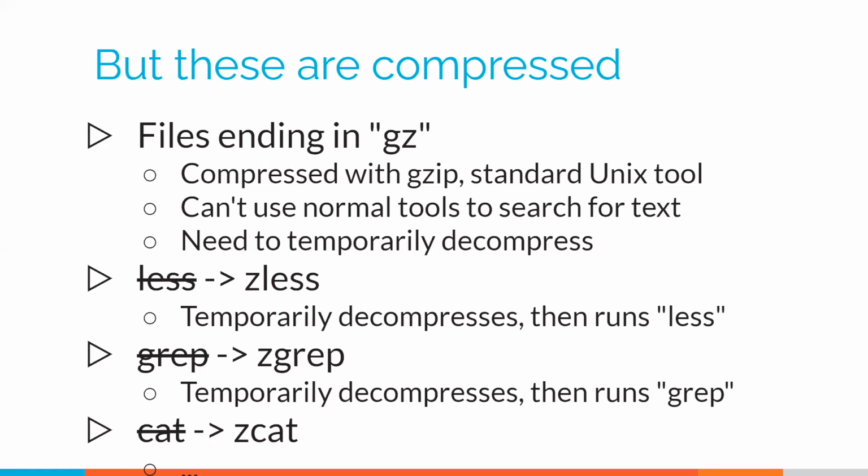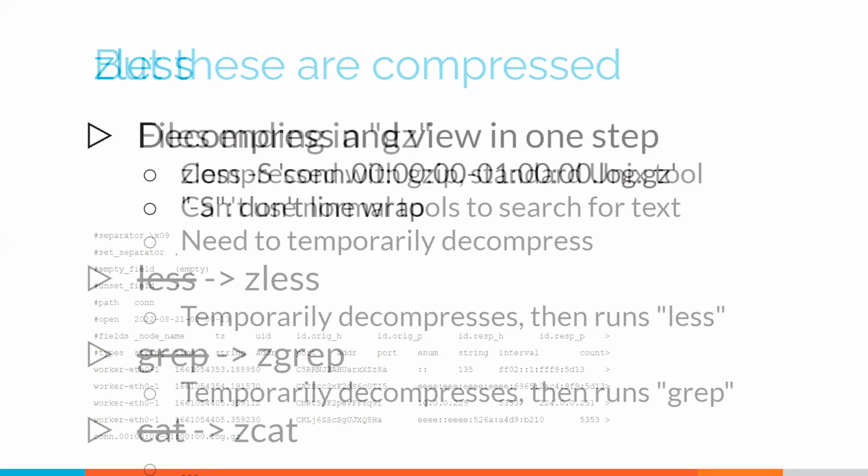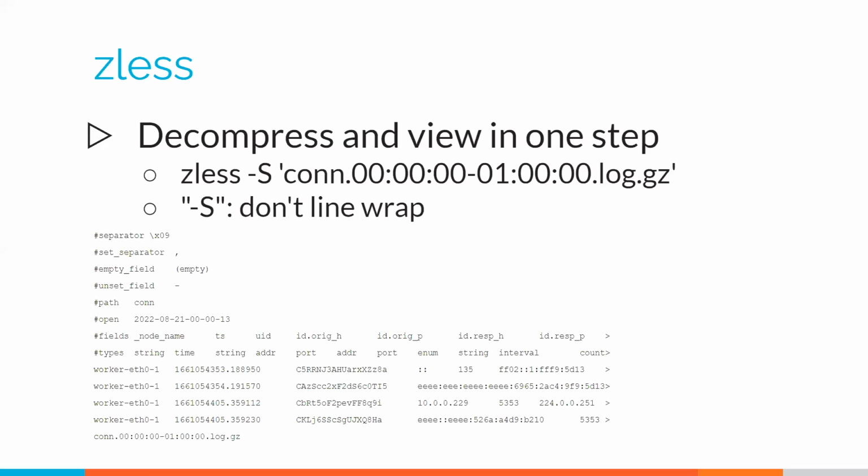So if you're not sure if it's available, just type the command you want to use and put a Z in front of it. If it says bad command or file name, then it's not there. So here's an example. I want to look at a file called con.0:00:0021. These are the logs for connections between midnight and 1 a.m. They're log files, and they've been compressed with gzip.